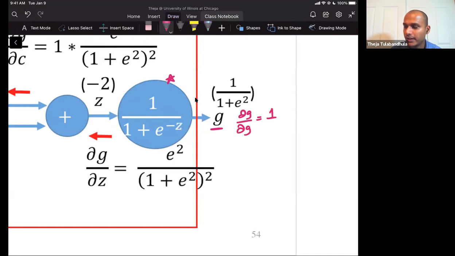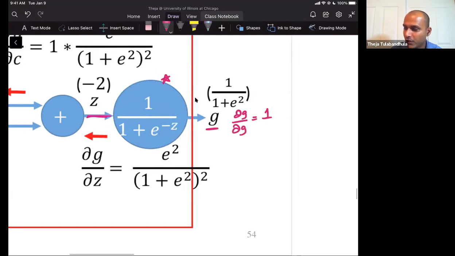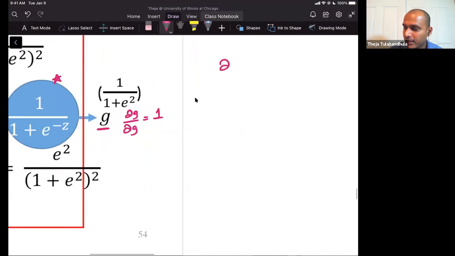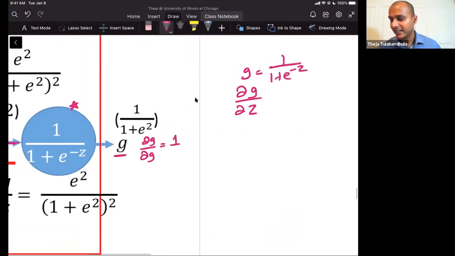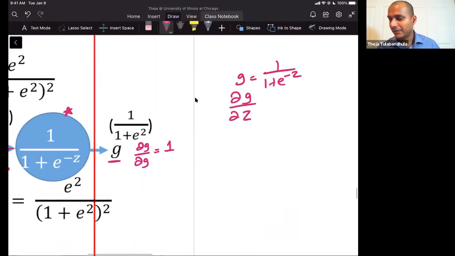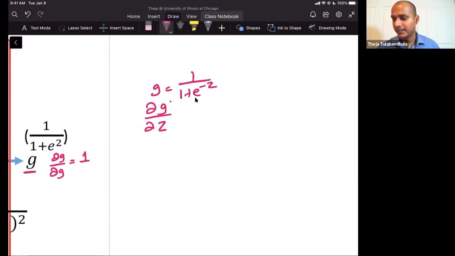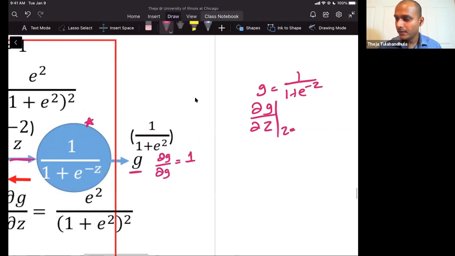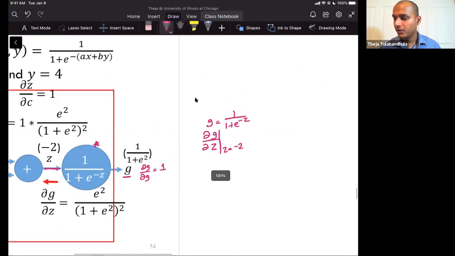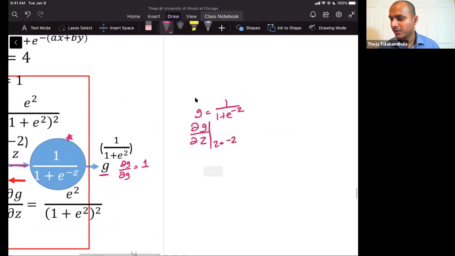Now, what is the local gradient? It only has one input. So the question is, what is the gradient of g with respect to z? Okay, and you can see that this g function as a function of z was equal to 1 by 1 plus e to the power minus z. Now, we'll have to evaluate this gradient at, let's say, z is equal to what is the value? -2. Okay.